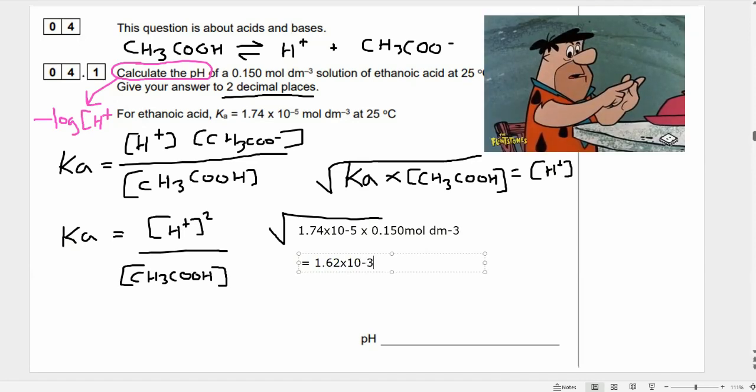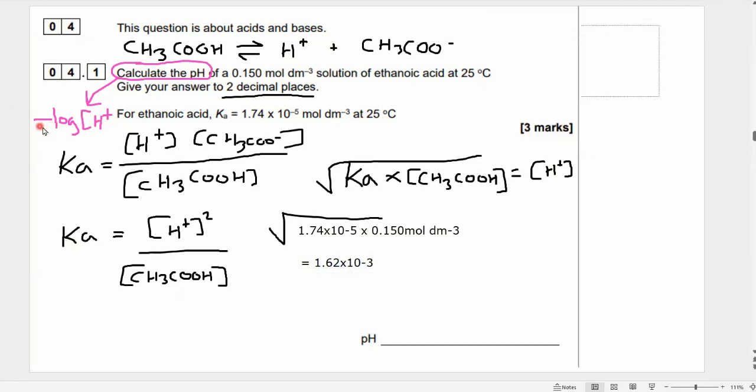Now, what you want to do next is find out the pH. So you press the minus button on your calculator. Don't do inverse log. Press minus, then the log, and then tap in the hydrogen ion concentration of 1.62 times 10 to the minus 3. So you want to do this. Minus log, and then get your hydrogen ion concentration, which is 1.62 times 10 to the minus 3, and then see what that gives you. Go ahead and do that now. Minus log 1.62 times 10 to the minus 3, and you should get roughly 2.79.